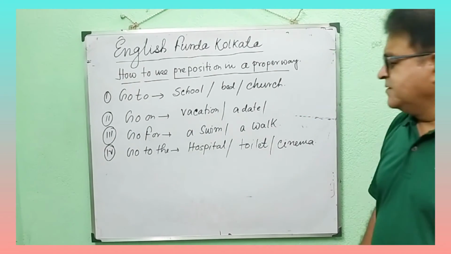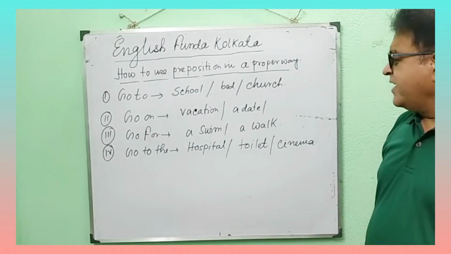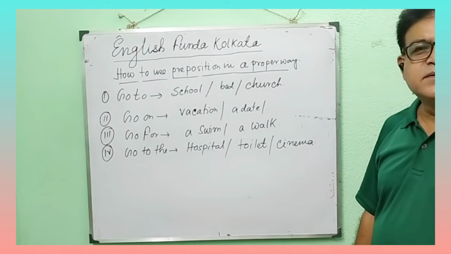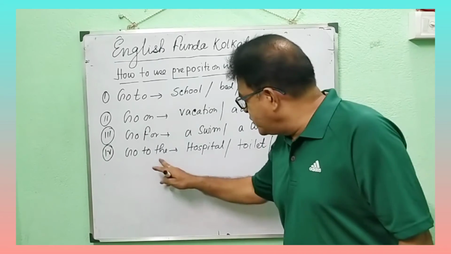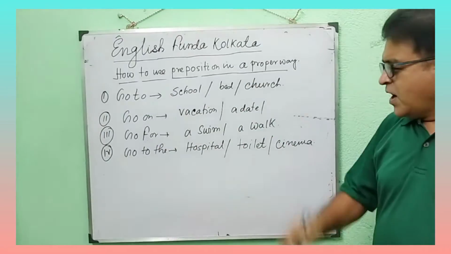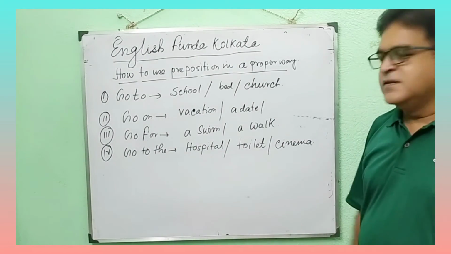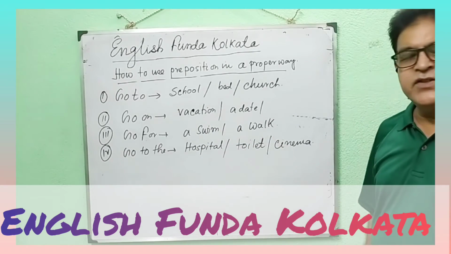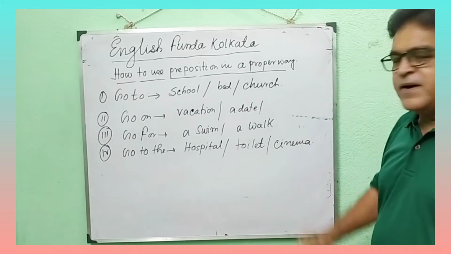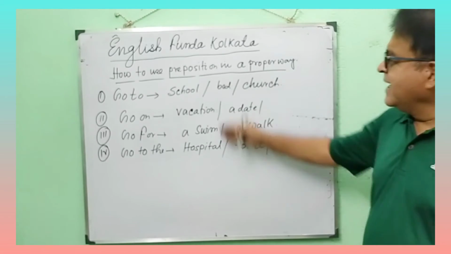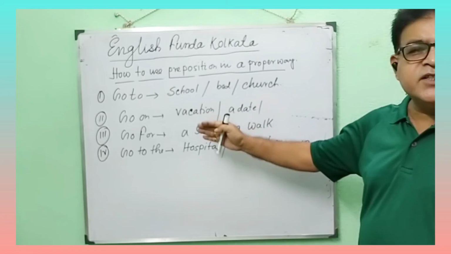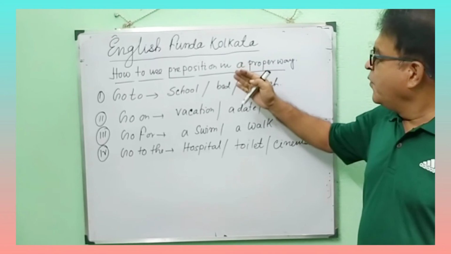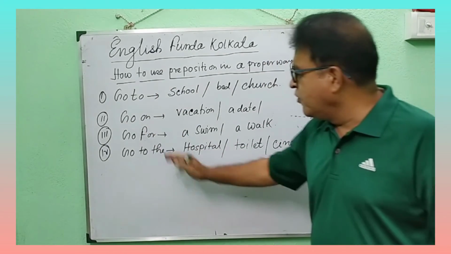Likewise, go for a swim, go for a walk, go to the, how to use go to the: I am going to the hospital, I am going to the toilet, I am going to the cinema. So here is the easiest way to use prepositions with go to, go on, go for, go to the.